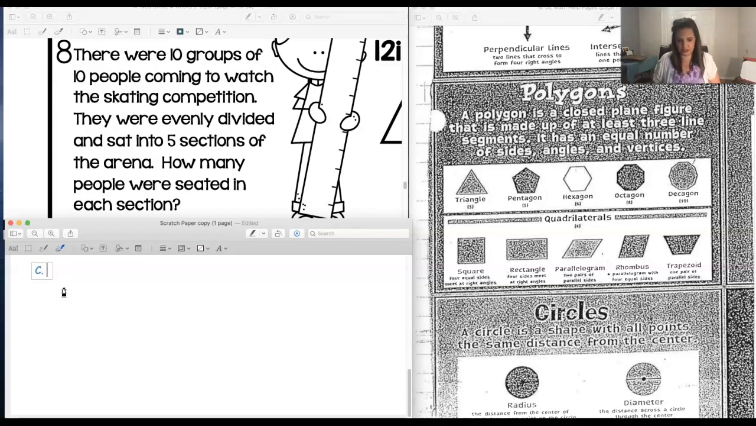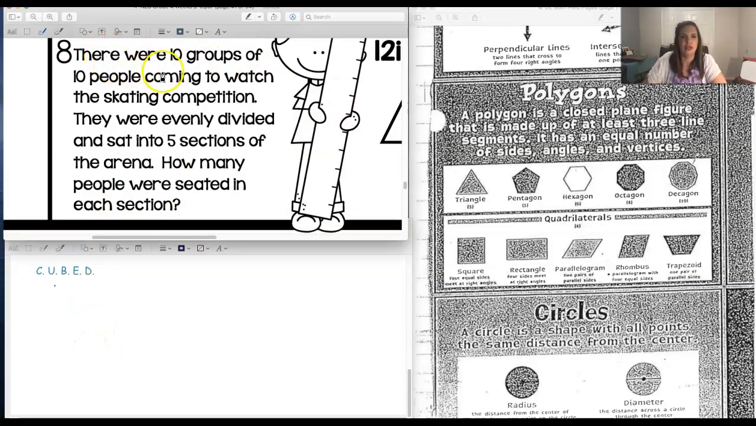C, circle the numbers and units. U, underline the question. B, box your keywords. And E, evaluate the steps you need to take to solve. And D, draw a picture. Let's read it again, and this time I'm going to circle my numbers and units. There were 10 groups of 10 people coming to watch the skating competition. They were evenly divided and sat into 5 sections of the arena.